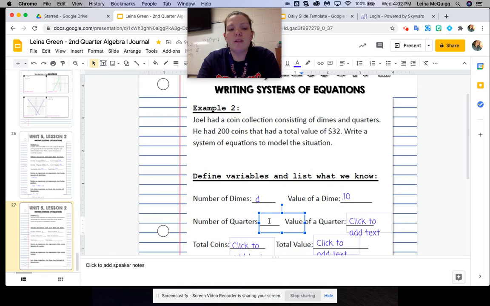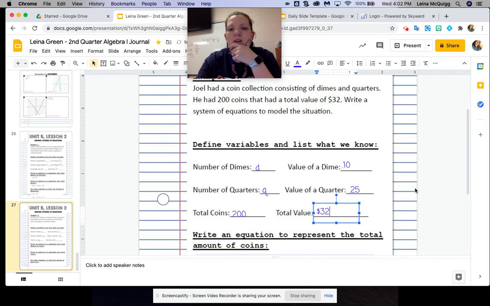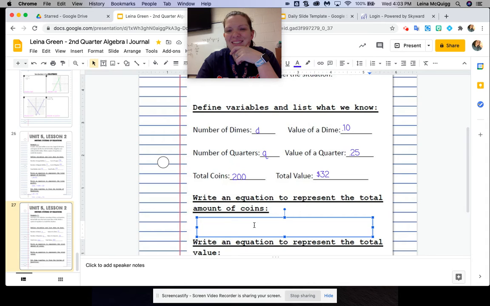A variable to represent the number of quarters. Let's use Q. And the value of each quarter is 0.25. It's 25 cents. So the total number of coins was 200, and its total value was $32. So write an equation to represent the total number of coins.